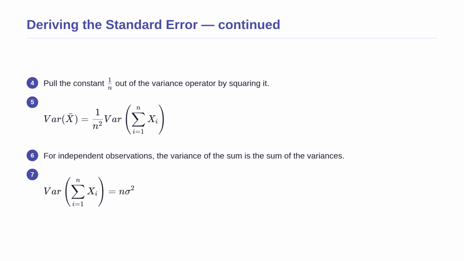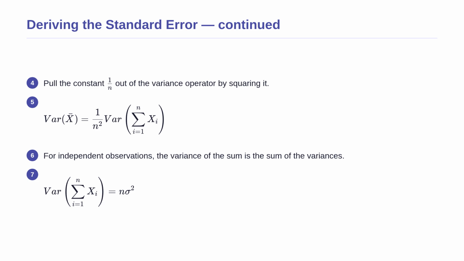Moving forward with our derivation, we apply a fundamental rule of variance. When you pull a constant multiplier out of the variance function, you must square it. So the fraction 1 over n becomes 1 over n squared when pulled outside the variance operator.